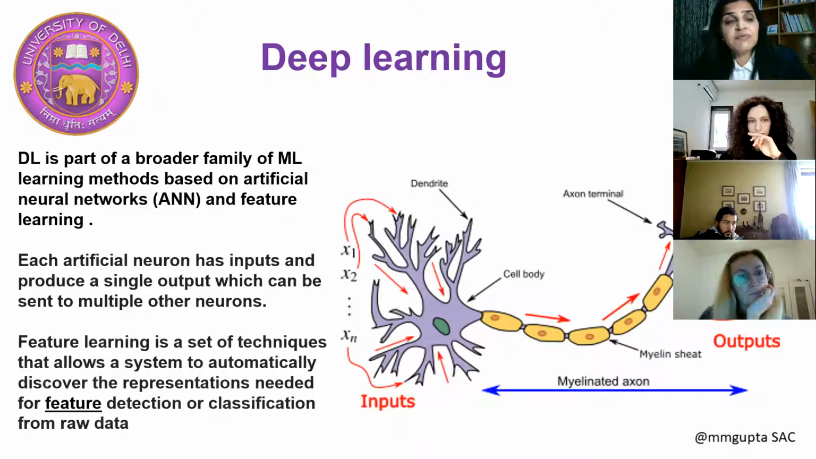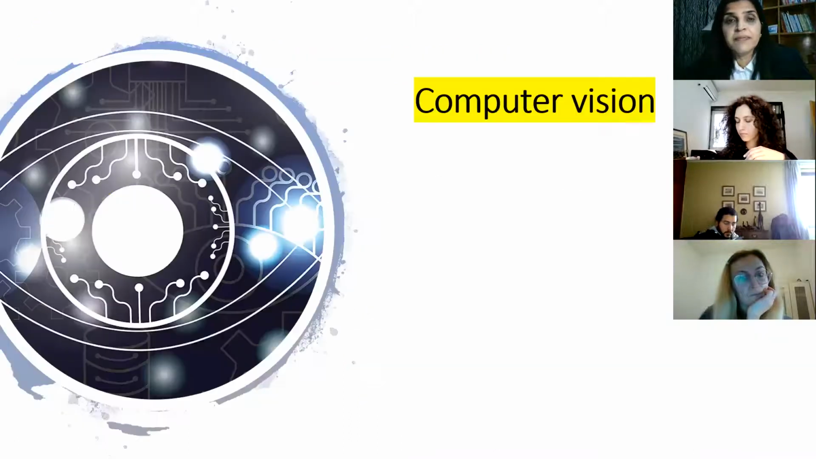And the other feature of deep learning is feature learning. Feature learning is a set of techniques that allows a system to automatically discover the representation needed for feature detection. Meaning, the system itself automatically discovers the features needed for the classification or detection in this data. So in deep learning, we apply artificial neural networks, which are based on feature learning.